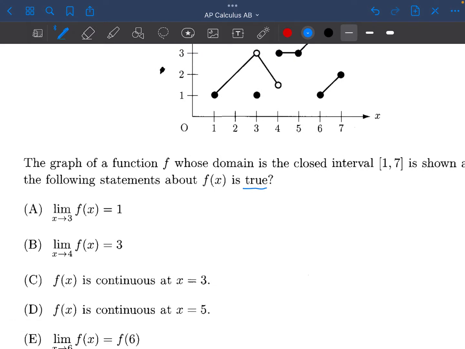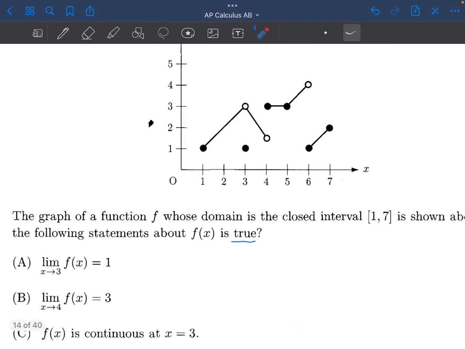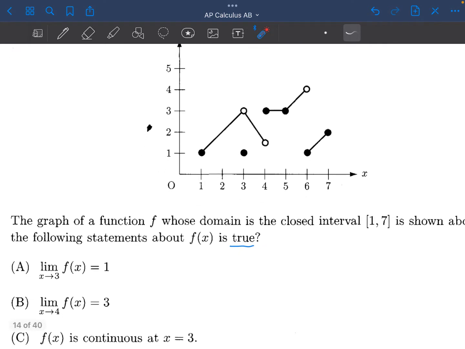So when I see A, I notice that x is going to 3, but I view that as from the left and the right. This is the double-sided limit right here because there's no plus sign or minus sign after the 3. So double-sided limit from the left and the right must approach a height of 1. So as x approaches 3, the left seems to be approaching this height of 3. Which is already wrong. So I can immediately eliminate A, but look from the right side as well.